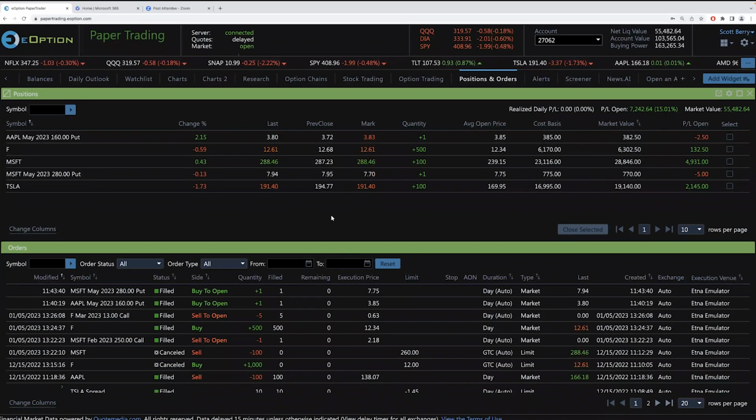So that is how you would place your first put options, again, to either protect a position or to speculate on a downward movement of a position.